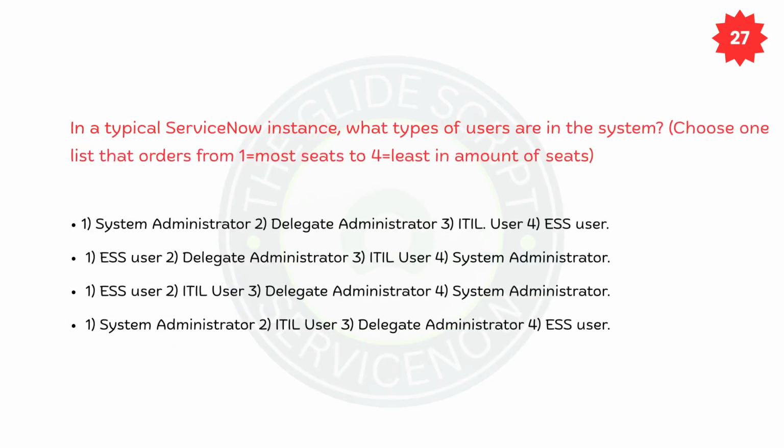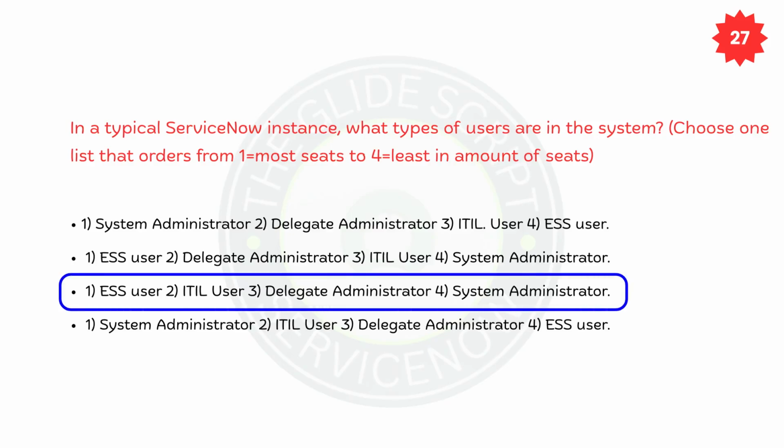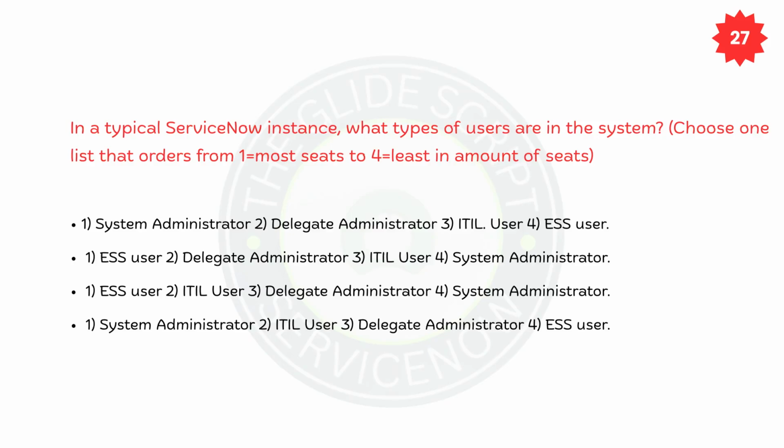In a typical ServiceNow instance, what type of users are in the system? Choose the list that orders from the most seats to the least in amount of seats. So option number 3 is the correct answer. And the logic for ordering most to least: ESS stands for employee self-service users. These are your end users like employees. They have no specialized roles and use the service portal to submit requests or read knowledge articles in any company. This is the largest group.